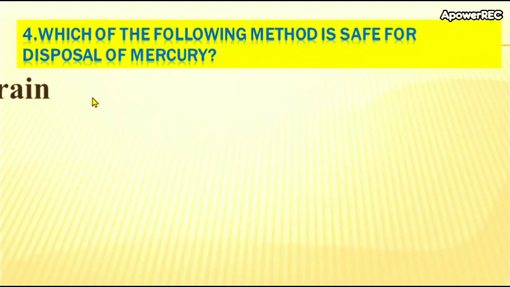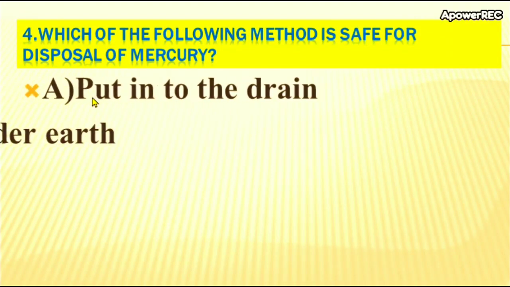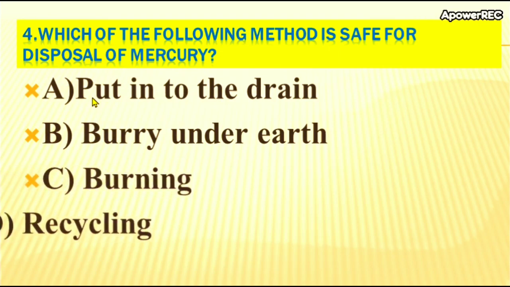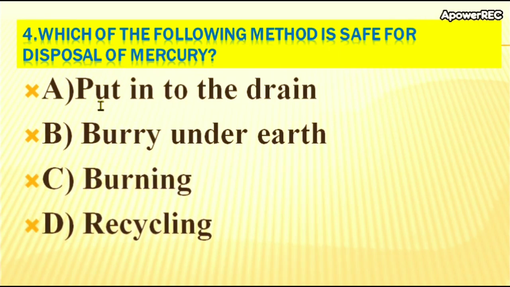Which of the following methods is safe for disposal of mercury? Put into the drain, bury under earth, burning, recycling. Correct answer is recycling. Recycling is the safe method of disposal of mercury. Mercury will be properly collected with a paper towel and sent for recycling. That means reusing.